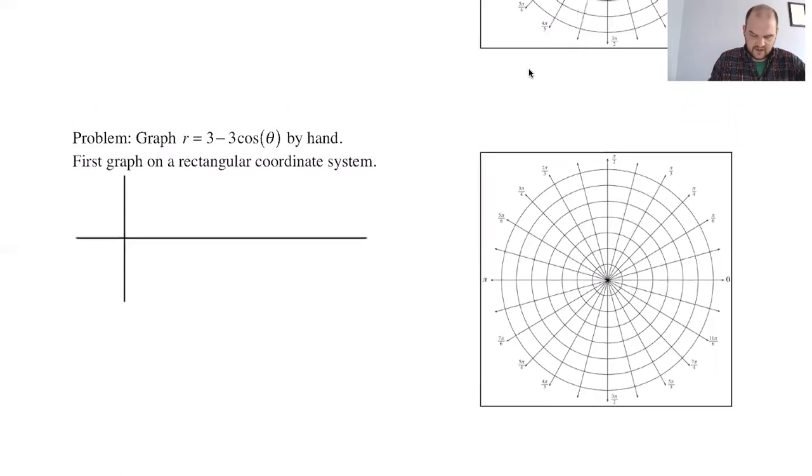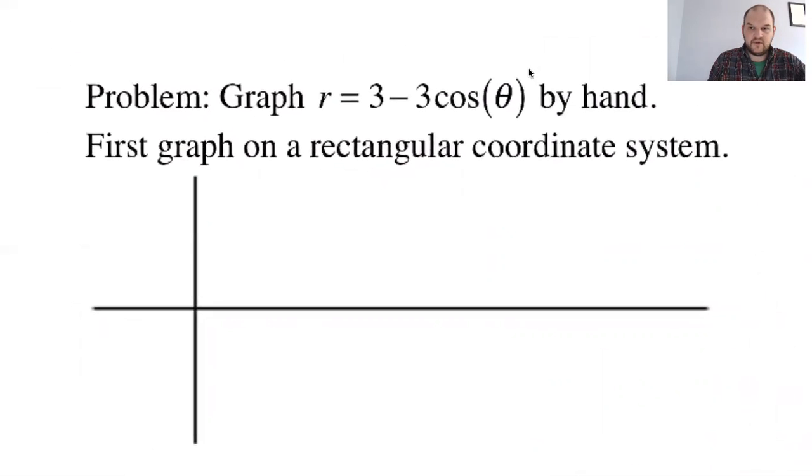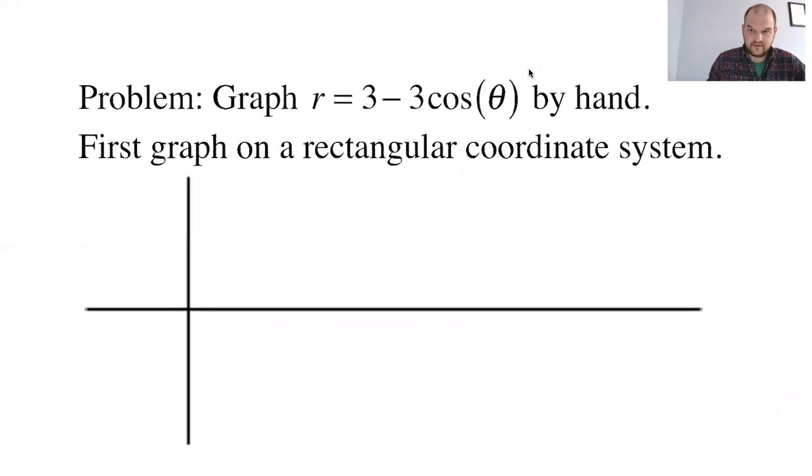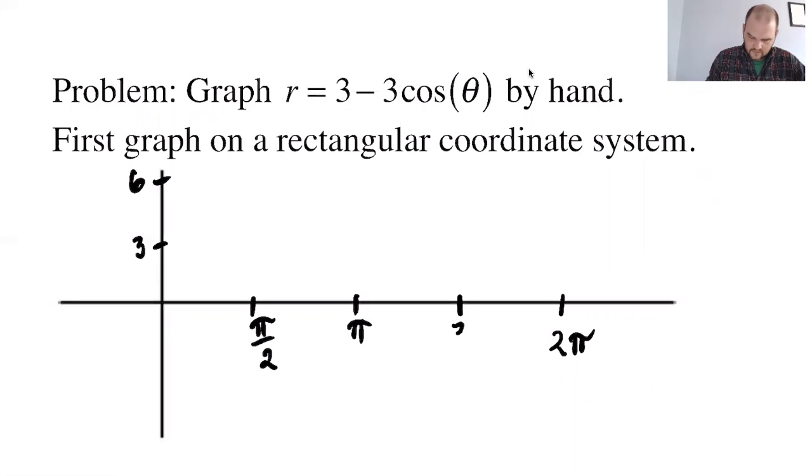So I first need to graph 3 minus 3 cosine. All right, so I'm blowing this up. All right, here we go. So it's going to be 3, going to be 6. I'm going to go to 2 pi, pi over 2. That's not pi over 2. Undo that. Pi. And then pi over 2, 3 pi over 2. All right, so we got that.